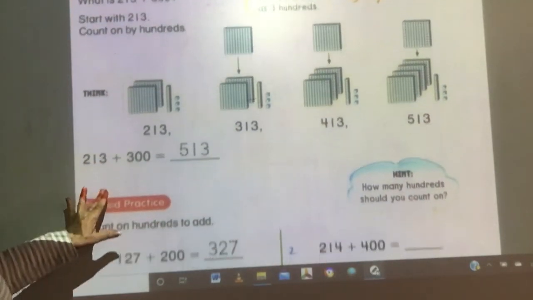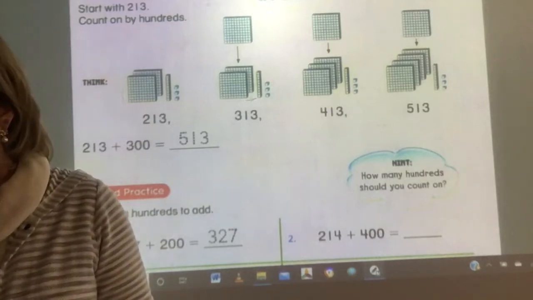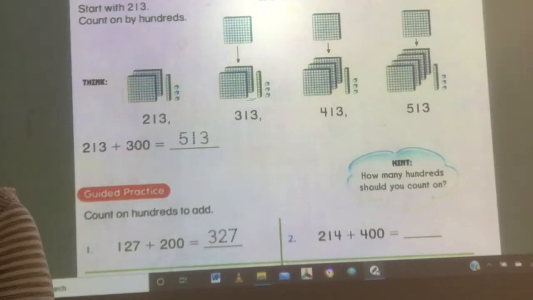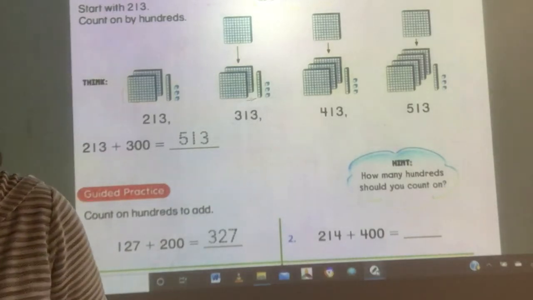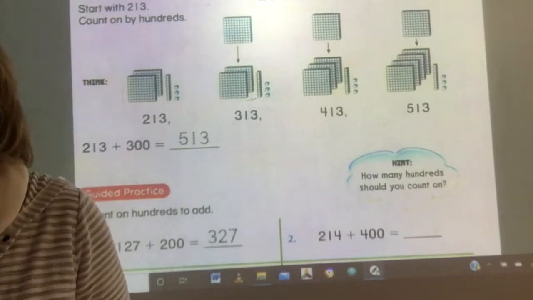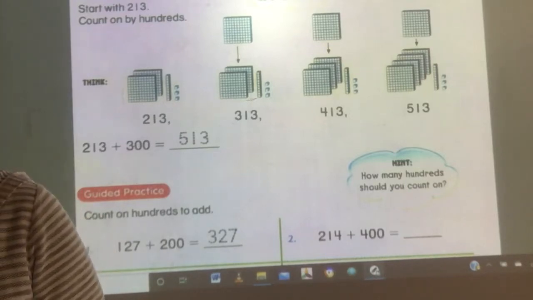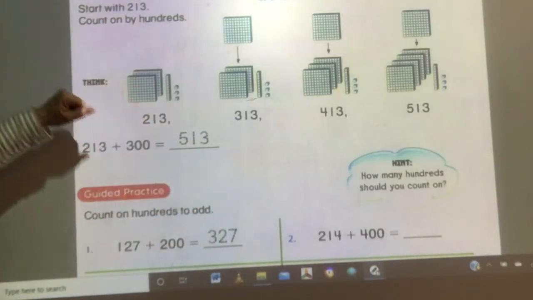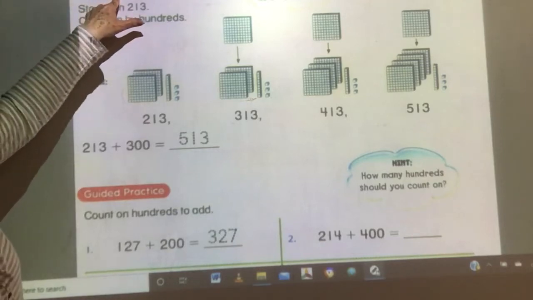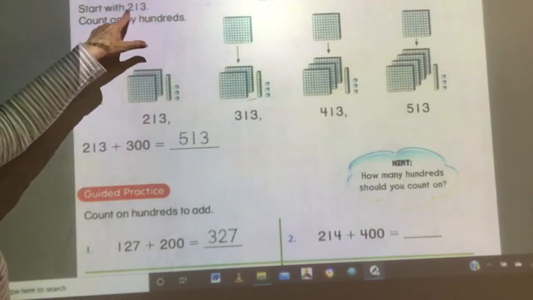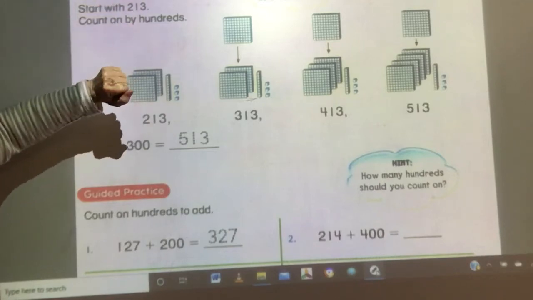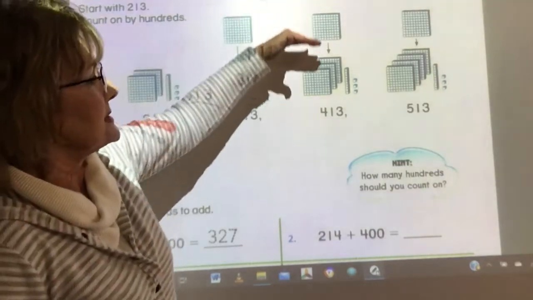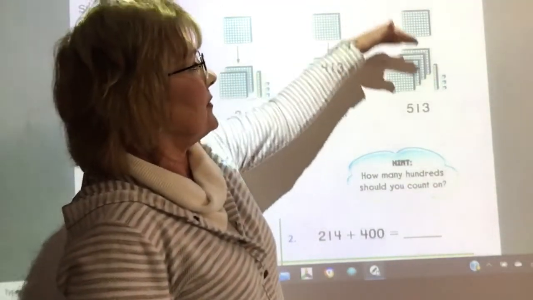I see we're adding multiples of 100. So we're counting up by 100. So we're going to do this page, 393, and the next page, 394, together. Okay? If you don't object to that. Alrighty. So the example shows us that if you want to add 300 to 213, of course you start with the 213 and then you go 313, another 100 drops down, 413, 513.